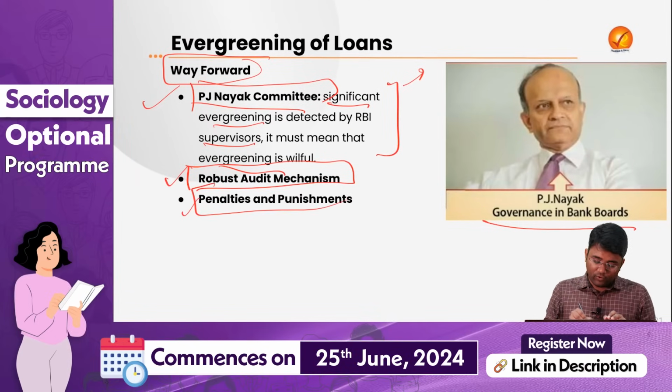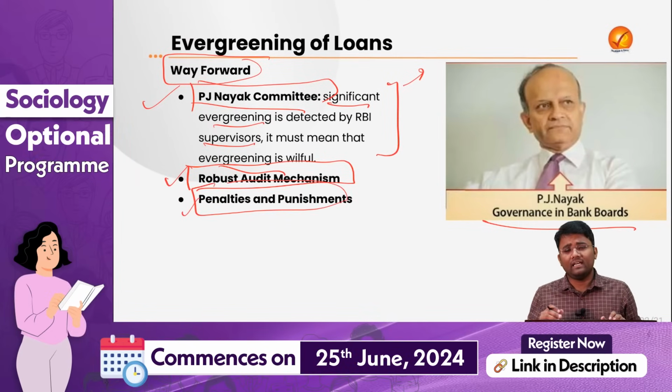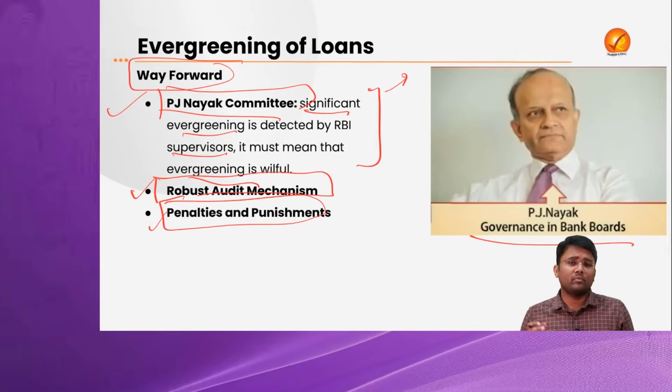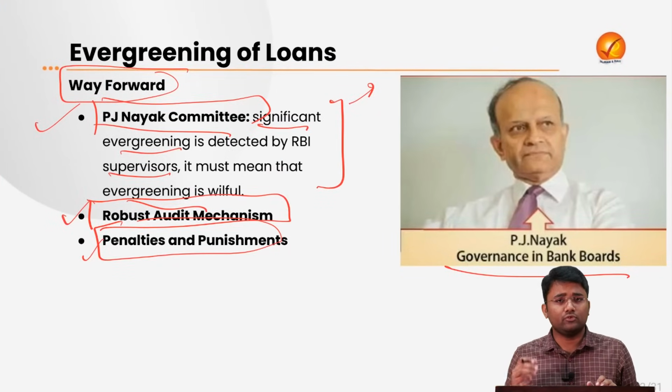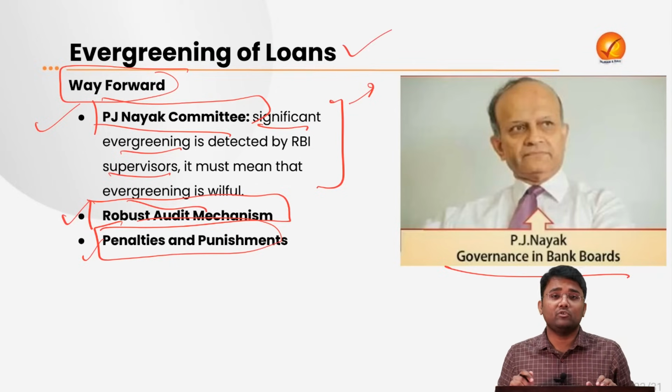Then there is a need for changes in the laws of the land, laws of the countries, where proper penalties and punishment processes can be applied to the people who are doing these kinds of activities like evergreening of loans, which can hamper the economic growth and economic stability of the country.